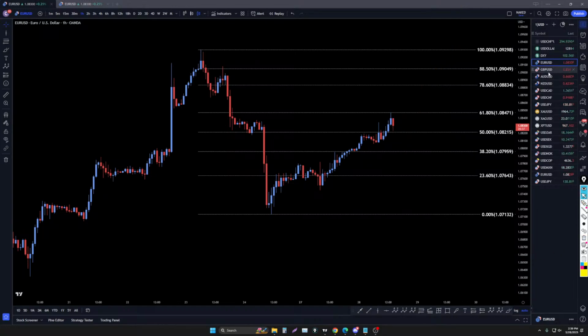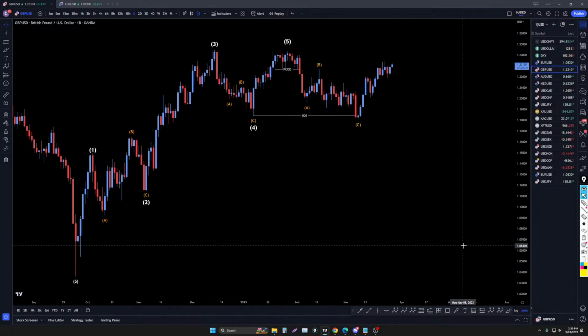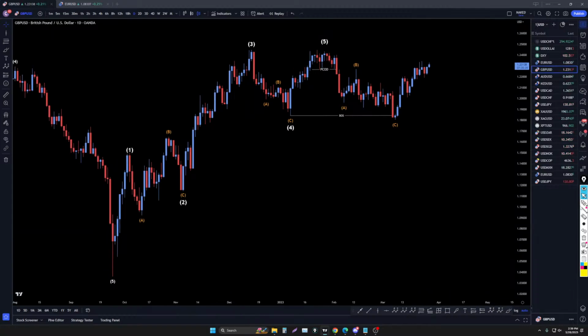So we're going to kind of rush through these dollar pairs because we do have news coming out in about 20 minutes. So anyways, we have on the daily what I think is an ABC correction, just like the euro dollar. That definitely looks to me like the end of a correction.